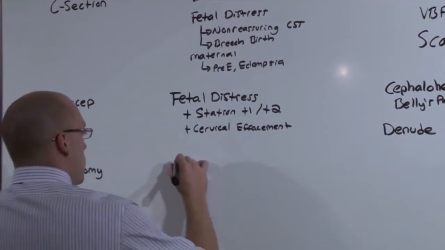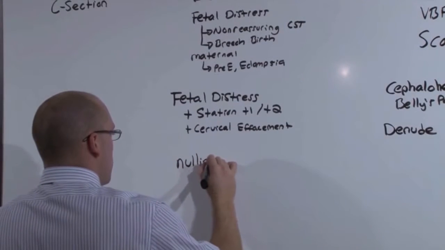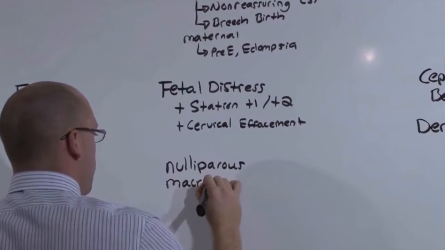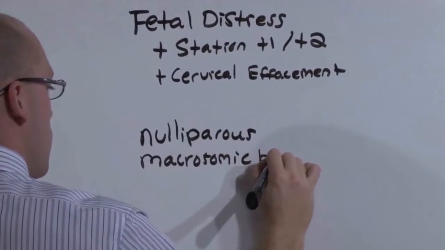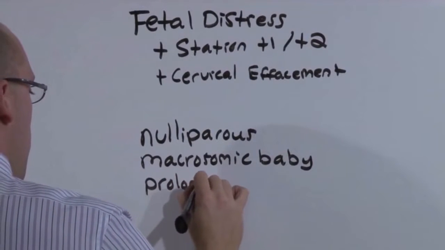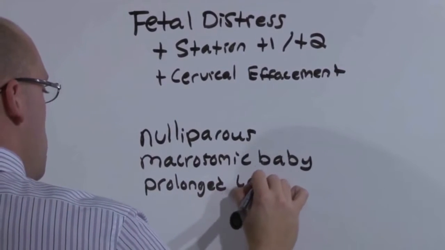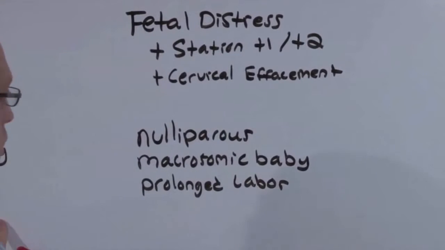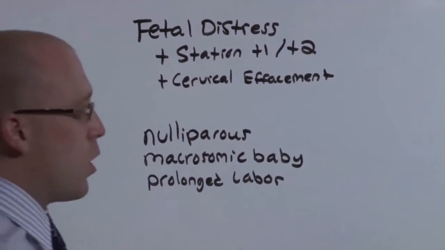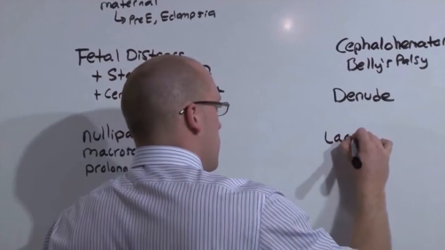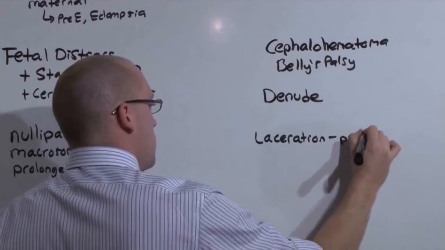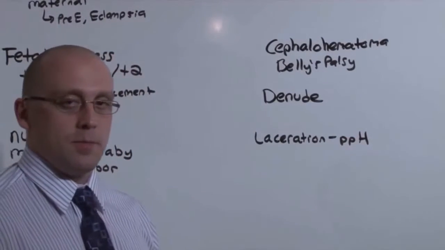That is a nulliparous mom, a macrosomic baby, or prolonged labor, especially in preparation to try to prevent shoulder dystocia. The risk, of course, is that you're causing a laceration, and that this can present with postpartum hemorrhage. If you make the cut, you're going to have to suture it back together.